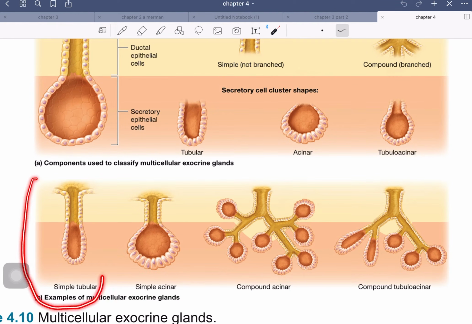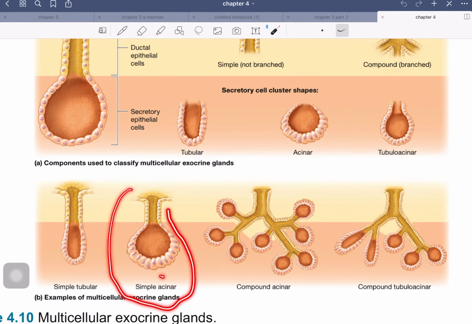So here's one that I'd call simple tubular, because it's not branched, and the actual cells making the product are part of the tube-like structure. Simple acinar, simple once again, because the duct, remember these duct cells are not making a product, they're just designed to become a tube to carry the product. These are the cells that make the product, and because they're arranged in a circle, I'm going to call them acinar. So this is simple acinar.